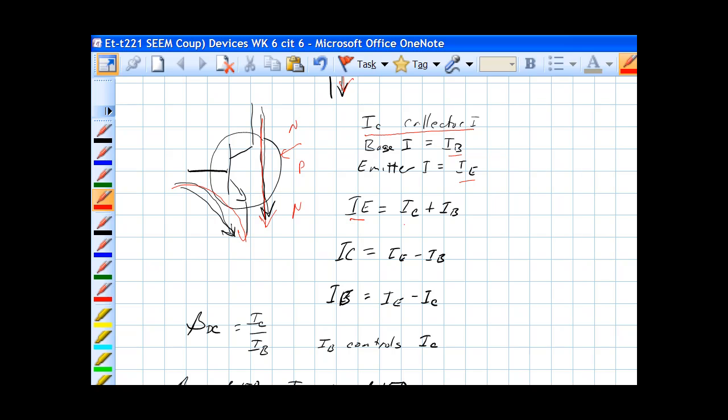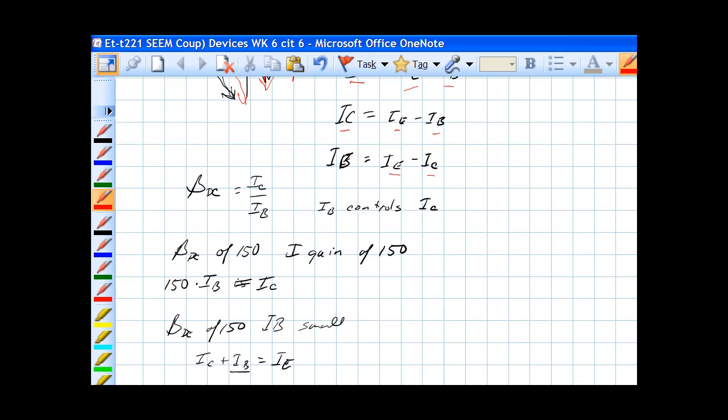Emitter current is collector current plus base current. As you can see, they join together. Collector current would be emitter current minus the base current. And just rearranging all this stuff, base current is IE minus IC.